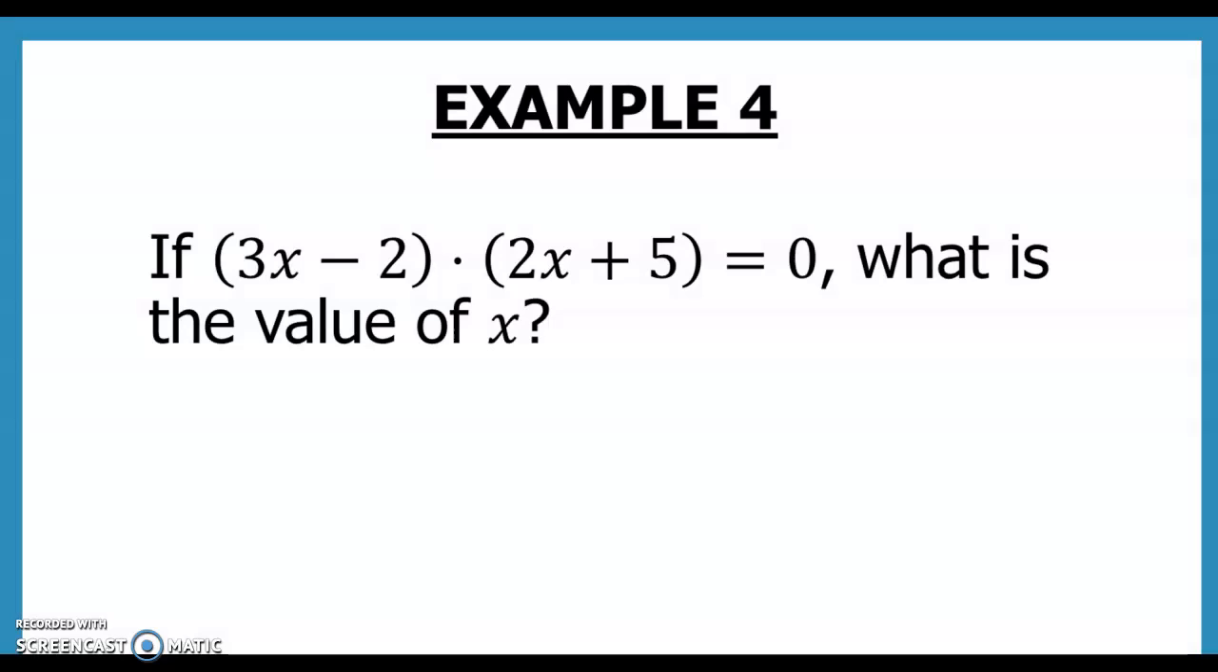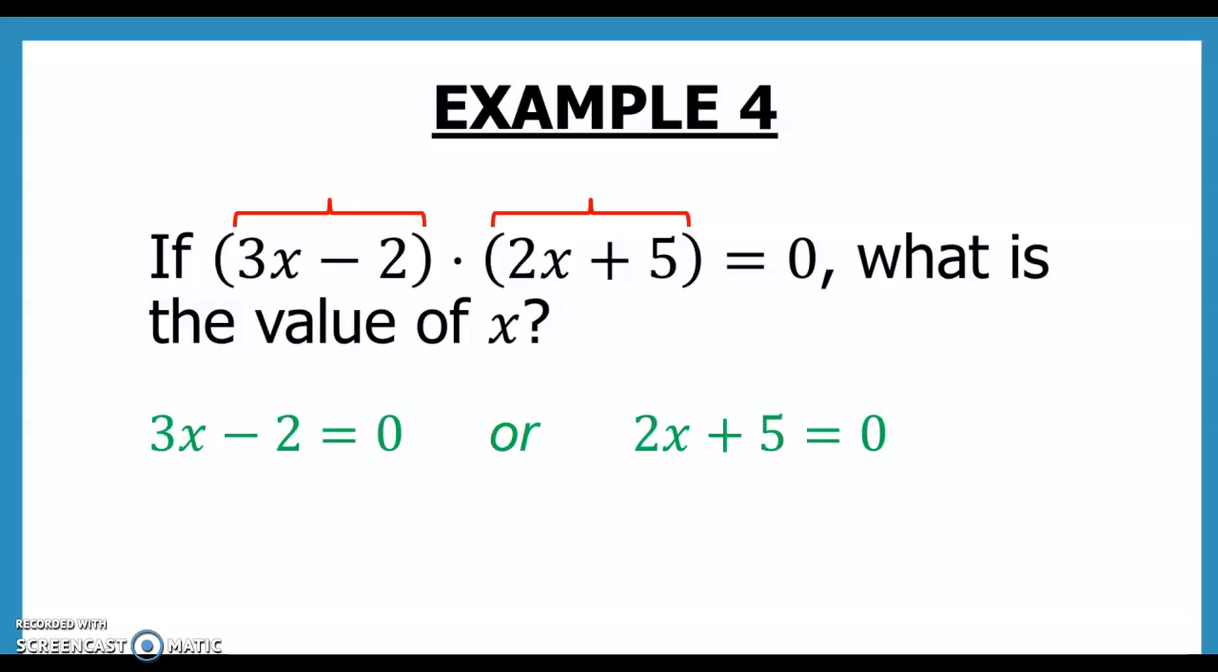And let's look at one more. So again, I just have two things that are being multiplied together, and I know one of those two things has to equal 0. So I say, okay, well, 3x - 2 either equals 0 or 2x + 5 equals 0. So I use my equation solving strategies. The first equation, I add 2 to both sides, I get 3x = 2, and then I have to divide by 3. And since I can't divide 2 by 3, I leave it as a fraction.